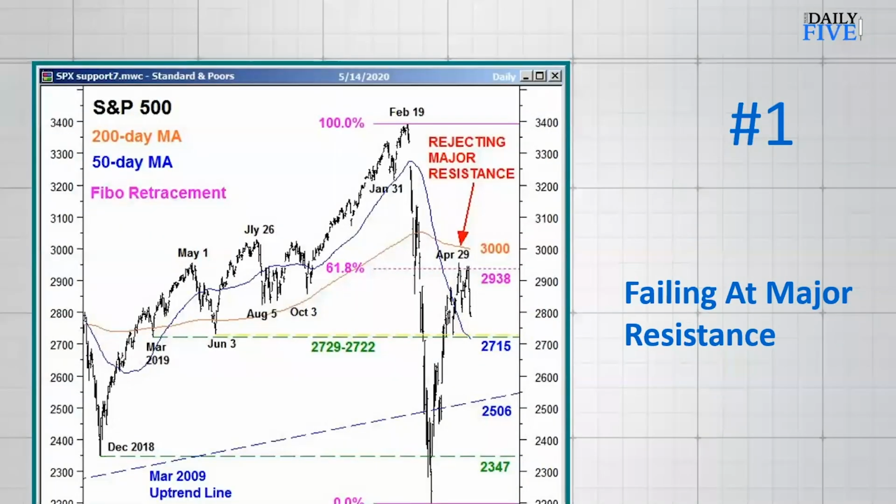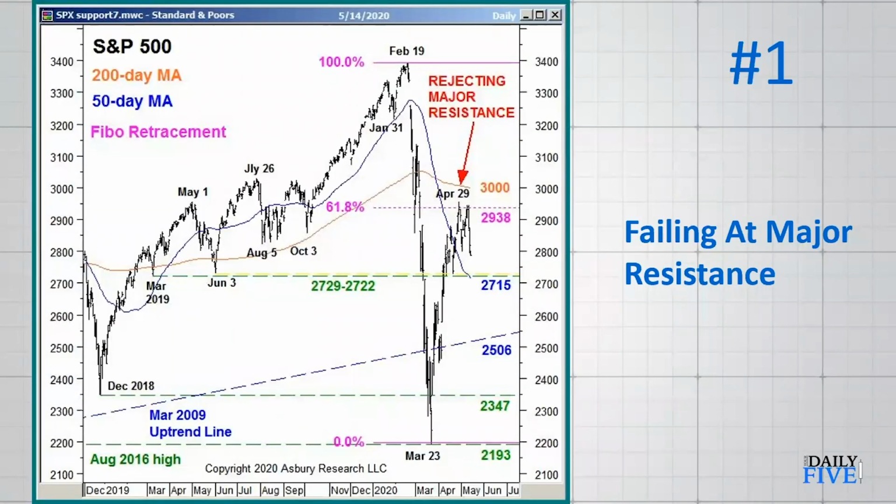So this is the S&P 500 going back to December of 2019. You can see we've got the 200-day moving average, which is the major trend, the 50-day, which is the minor trend. Then we have a Fibonacci retracement level based on the entire move down from the February 19th high all the way down to the March 23rd low. And there's various levels in there.